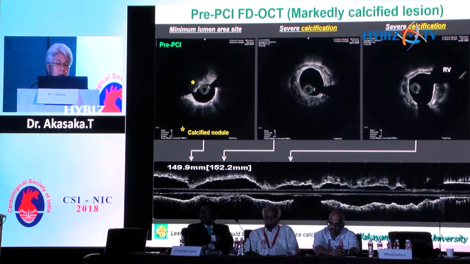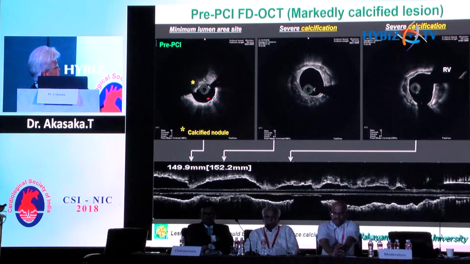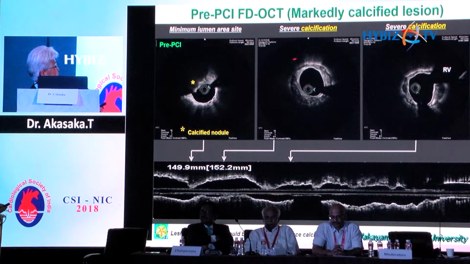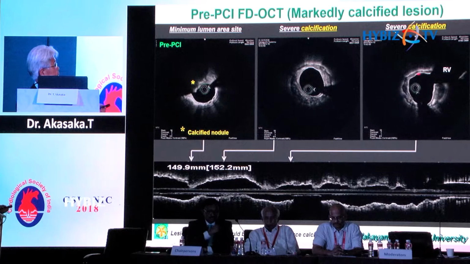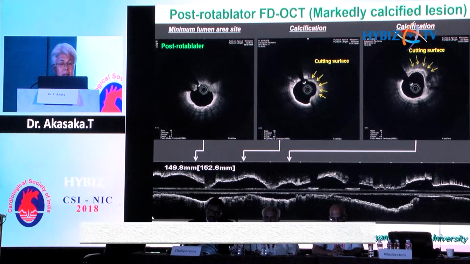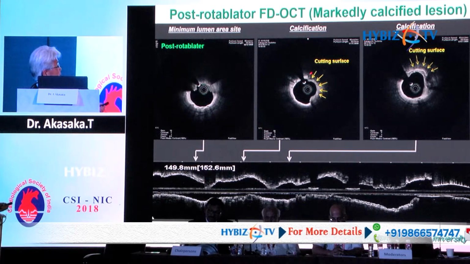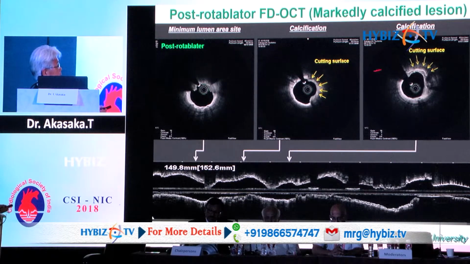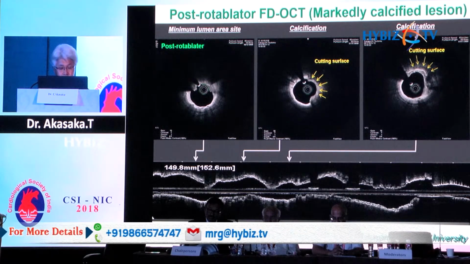And also, OCT may have an advantage in calcium identification and identification of the thickness of calcium, as shown in this slide. Here, the distal portion is a calcified nodule, and you can identify 360-degree circular calcium in the mid portion and proximal site. Then we decide to do the rotablator, and you can clearly identify the ablation portion, the cutting surface here and here. And then you can select the burr size based on this image.